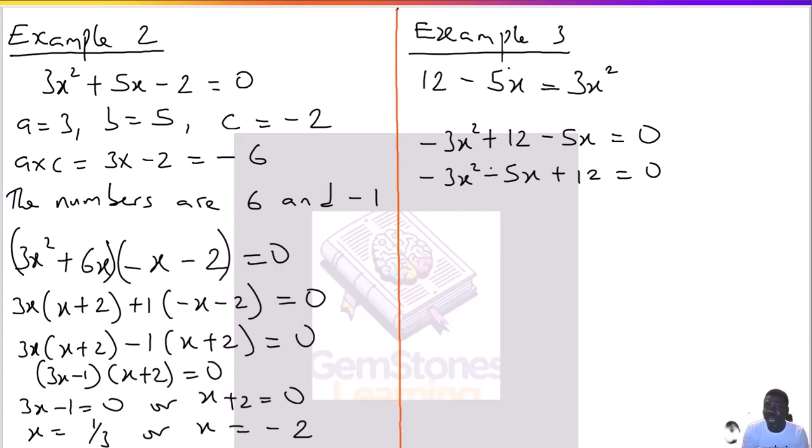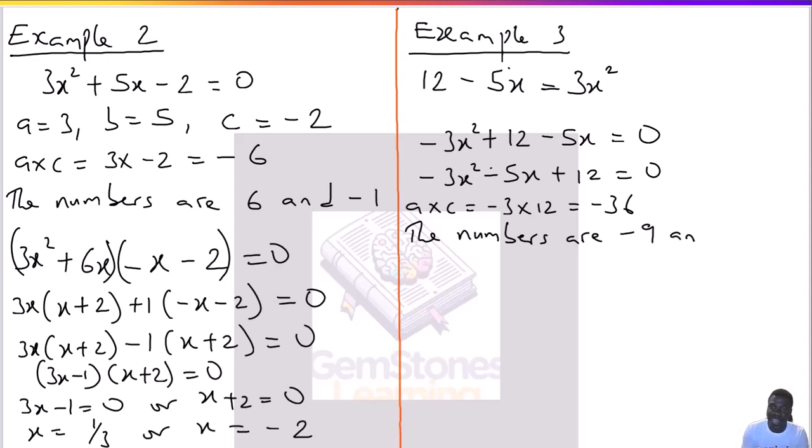Apply the same formula. Multiply a times c. So my a times c will give me minus 3 times 12, and that is negative 36. Two numbers that when multiplied give you negative 36, and when added must give you negative 5. So the numbers are minus 9 and positive 4.